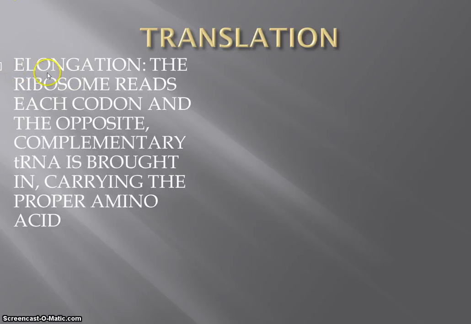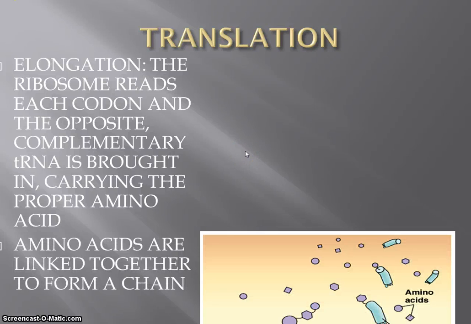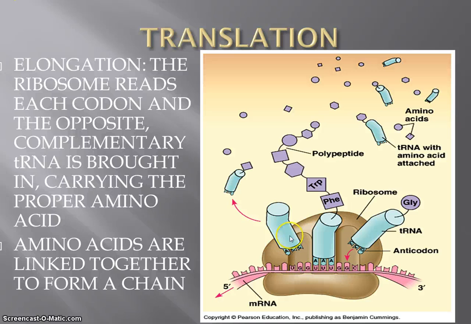Step 2 is what's called elongation. We're going to elongate that chain and keep sticking amino acids on. So all we do is slide down. Notice this tRNA right here is empty. It's already given its amino acid and it leaves. Our next one comes in.